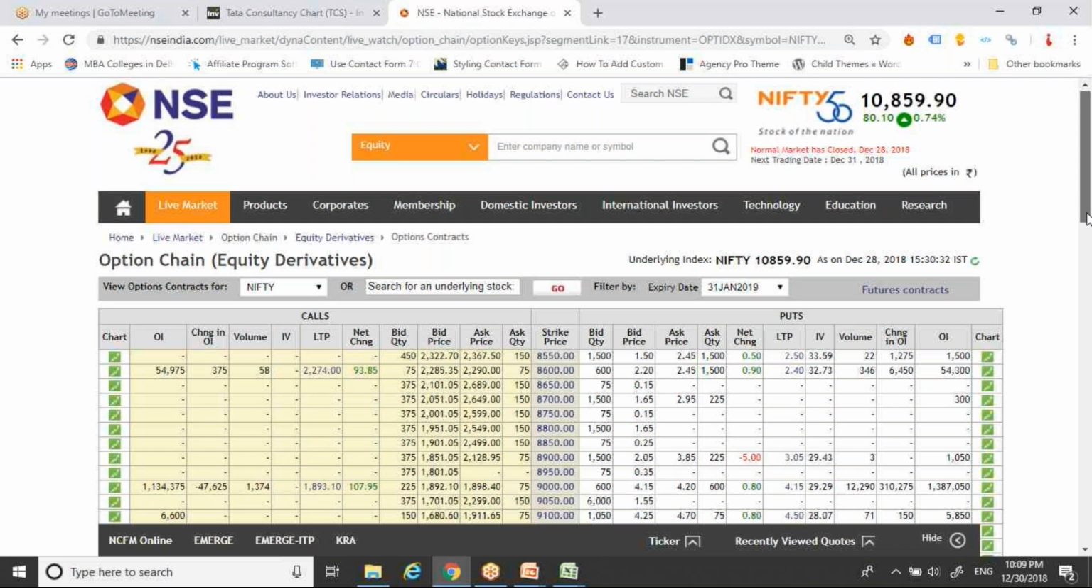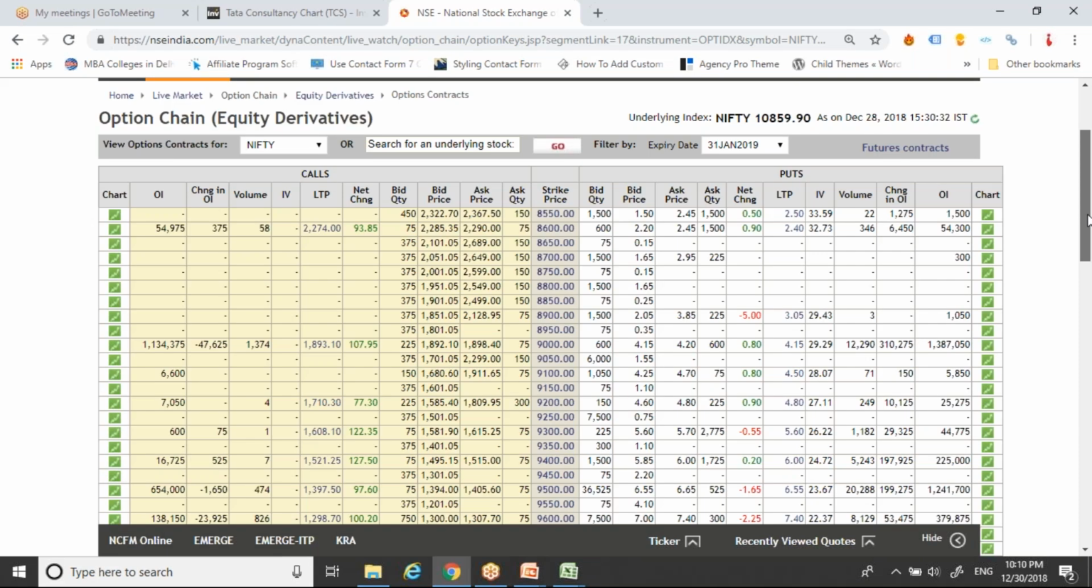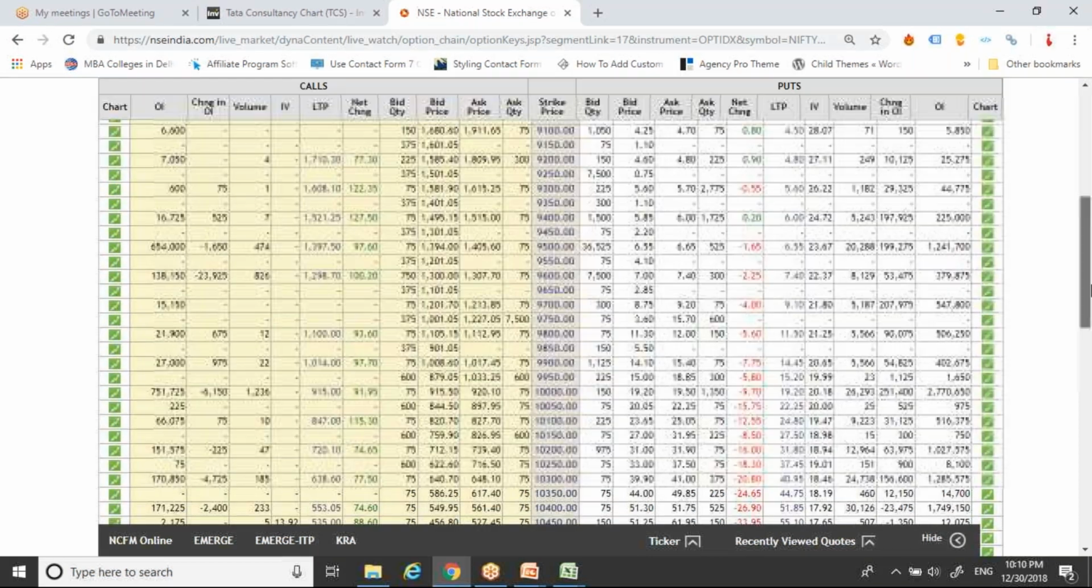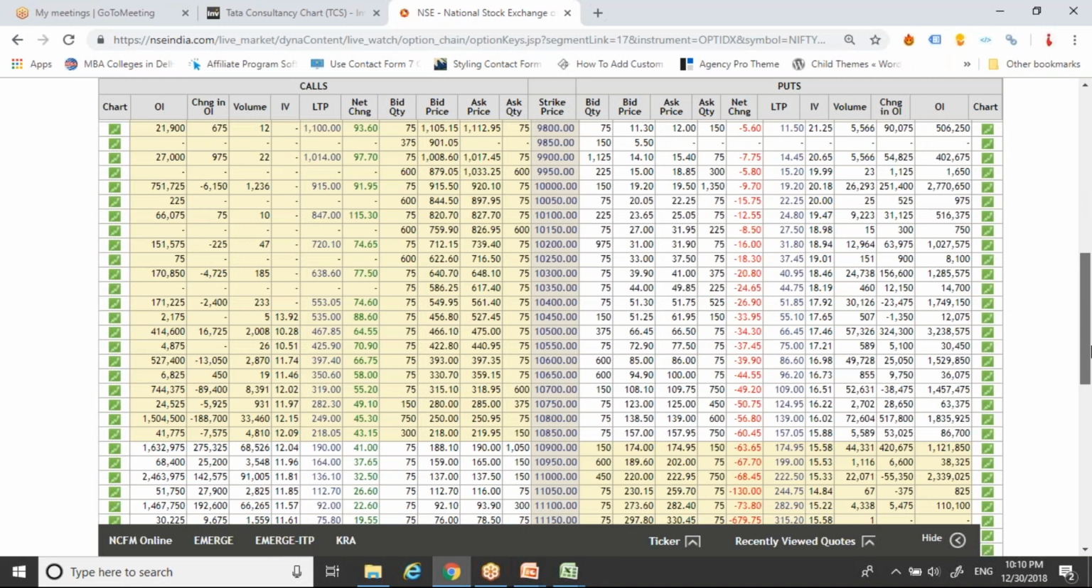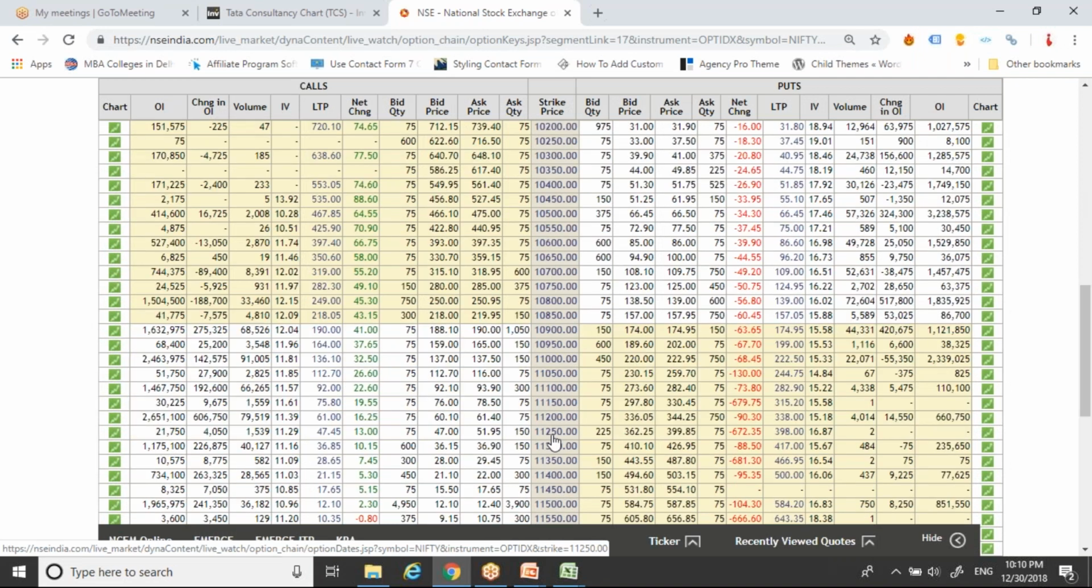And if I add, let's say 400 points up, that is 11,000 around 250. So I'm going to sell 11,250. So this is 11,250, the strike price. And here on the left hand side we have call, and the last traded price column is the premium. So I'll sell 11,250 call and I'll receive a premium of 47.